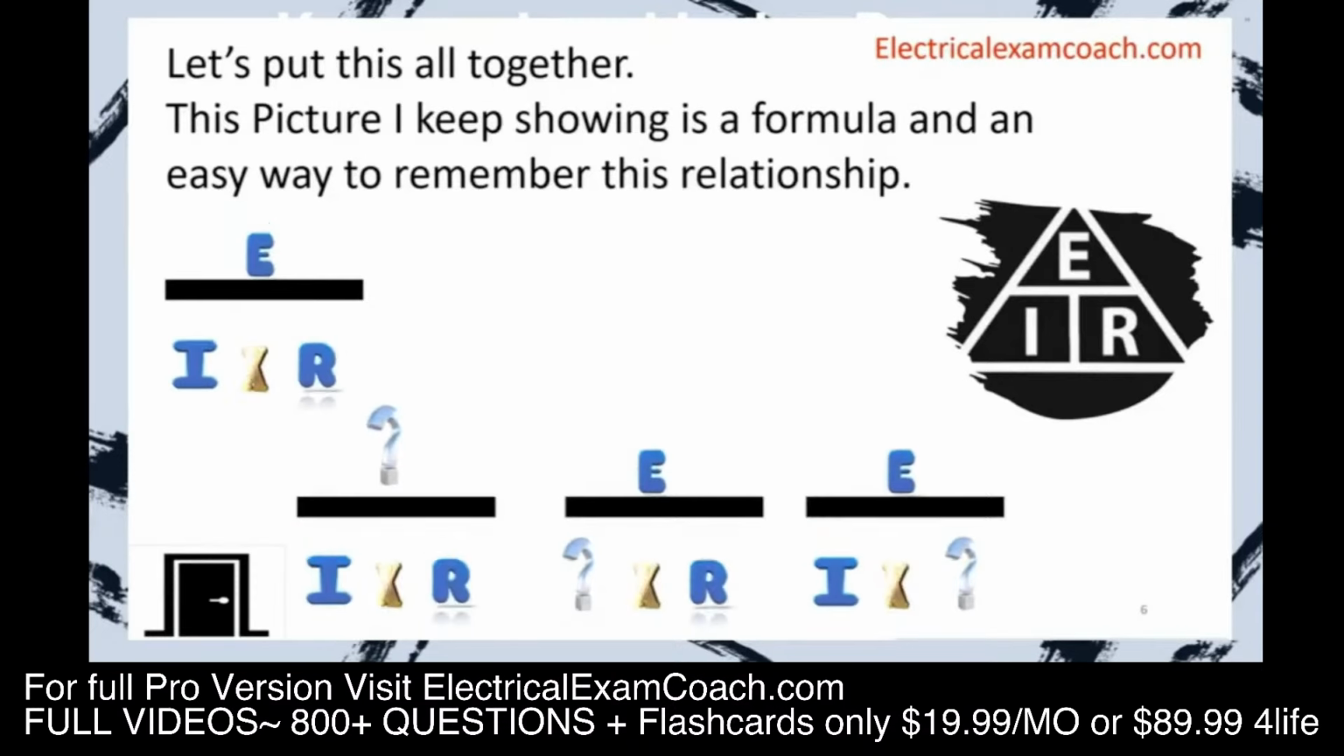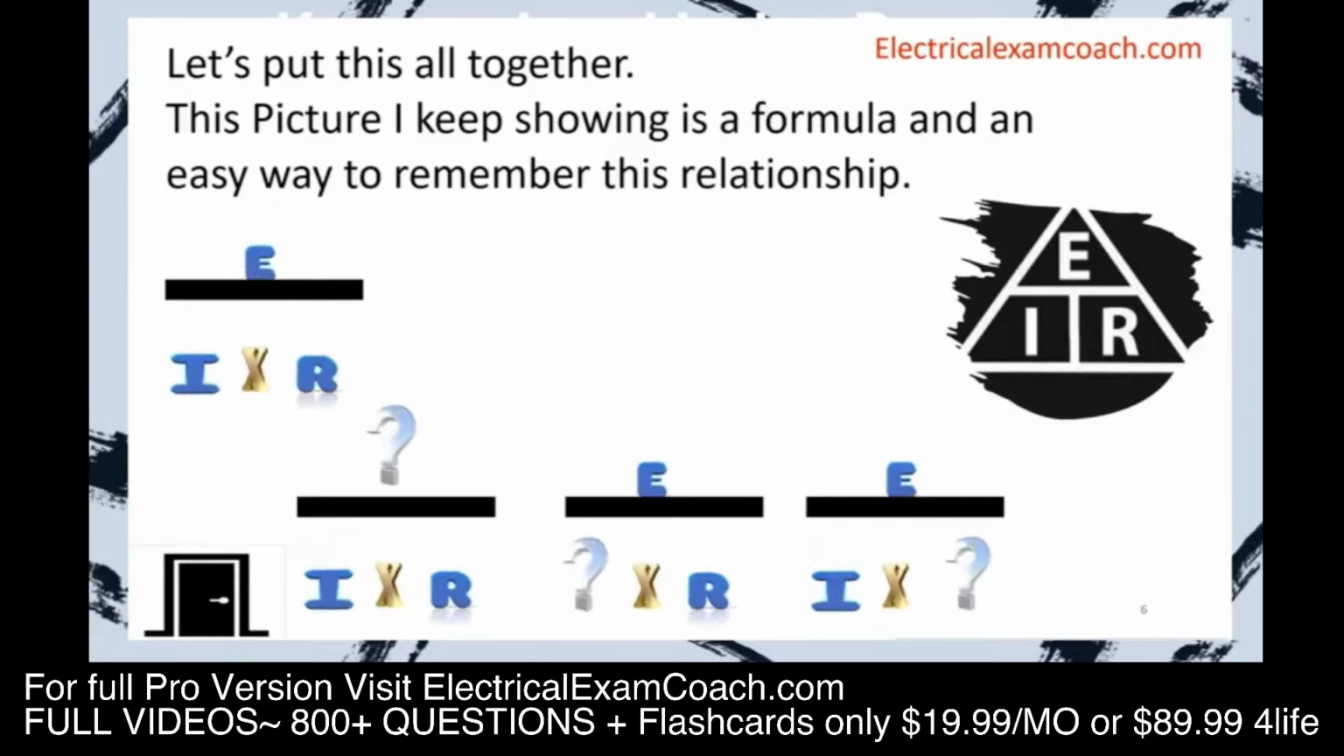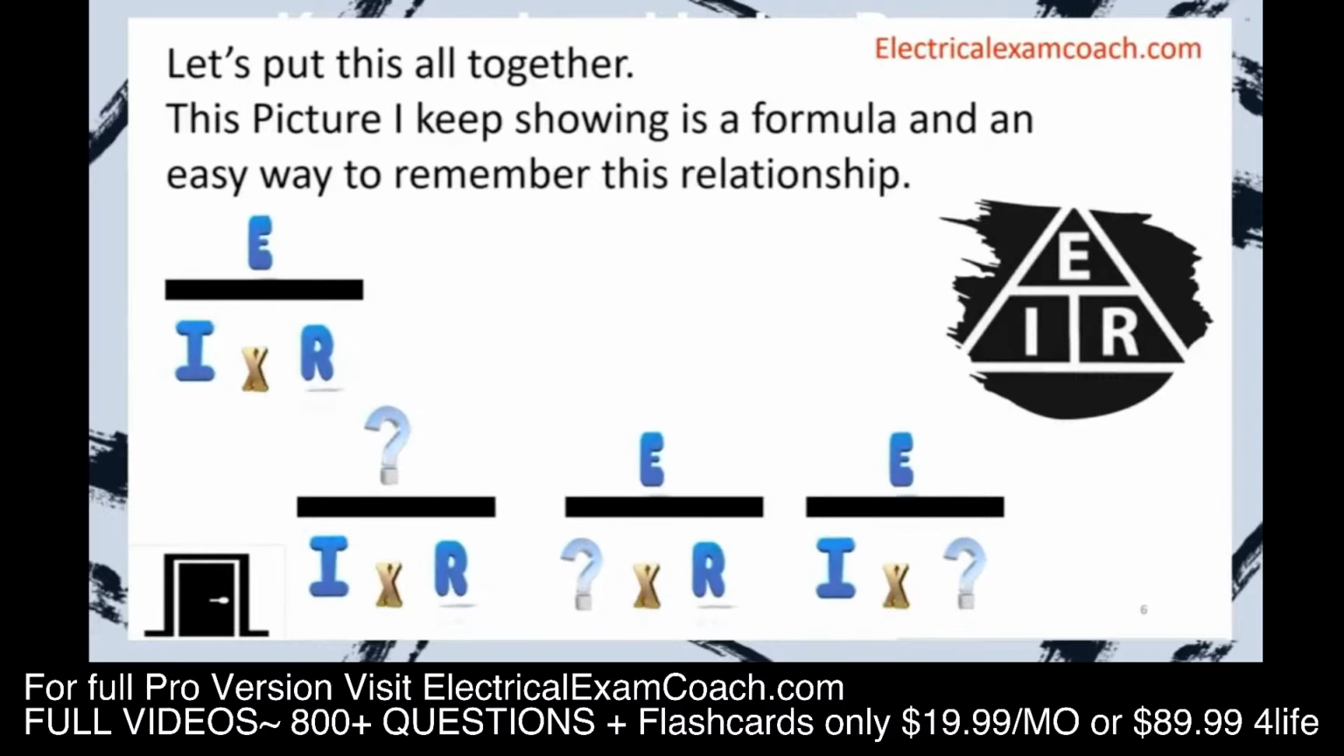If I know I and R, I can just multiply. If I know E and R, I can just divide and it'll let me know what I is. If I know I and E, I can just divide and it'll let me know what R is. And we're going to break this down piece by piece and show you that you can do it.